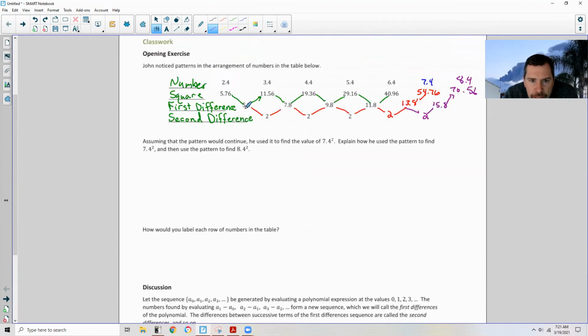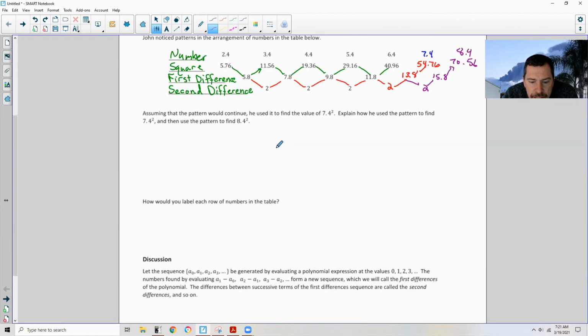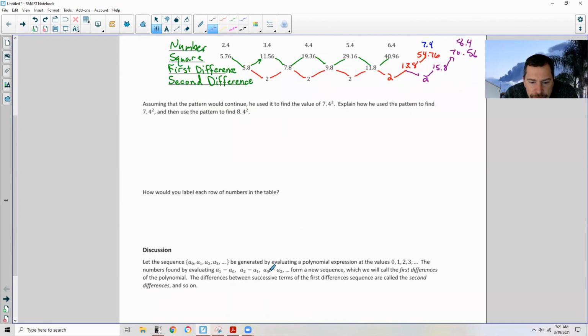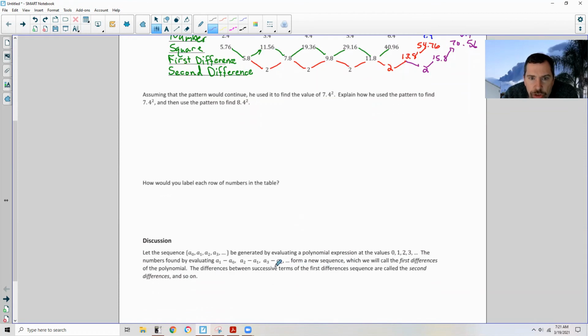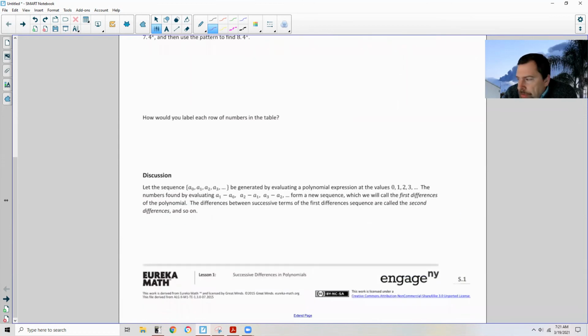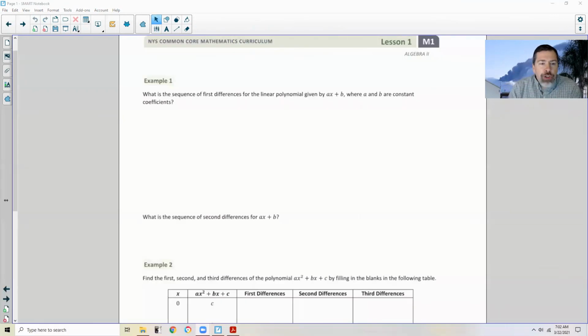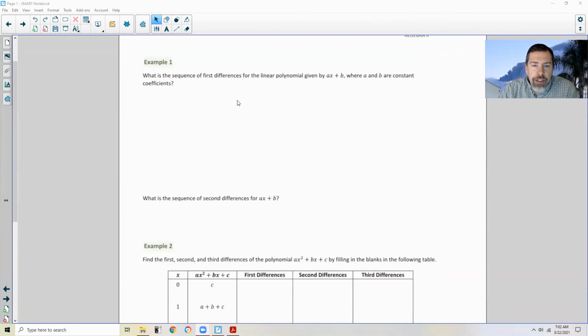The differences between successive terms of the first difference sequence are called second differences, and so on. Okay, so what they're saying is if you get the first difference right here, and then you take the difference of the first difference, and that is the second difference. If I didn't get a 2, 2, 2 here, if these were still different, then I'd look for a third difference, and so forth.